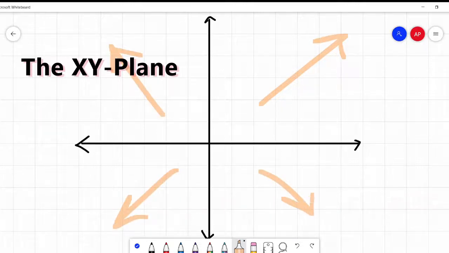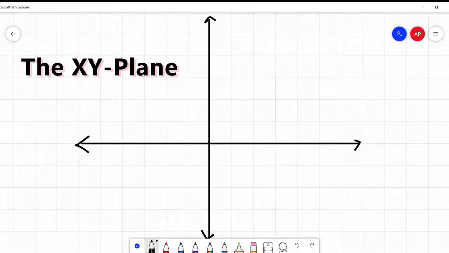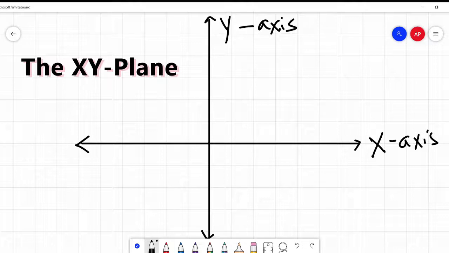It never stops. It's called the XY plane because this line right here is labeled X, and this line up here is labeled Y. Specifically the x-axis and the y-axis. And if I put little marks here, you can see these little grid marks.